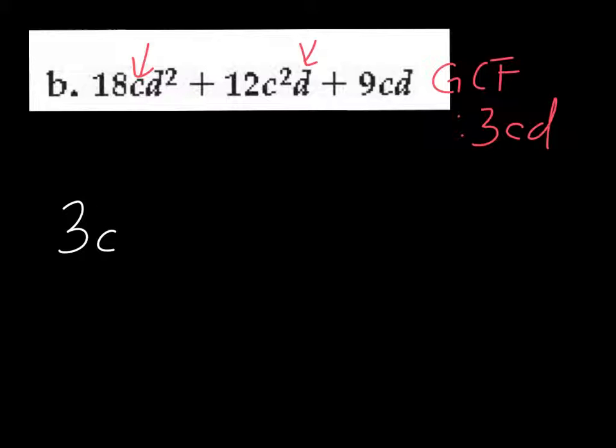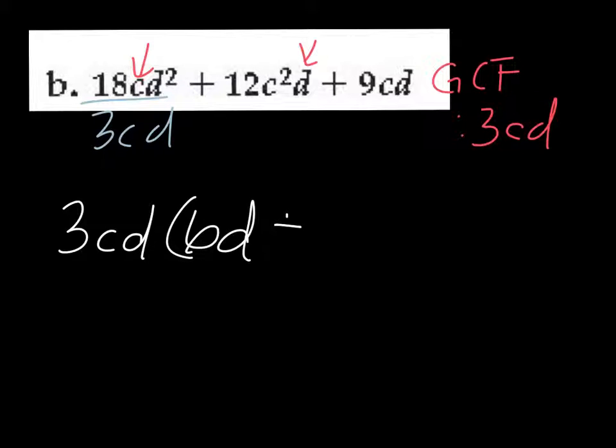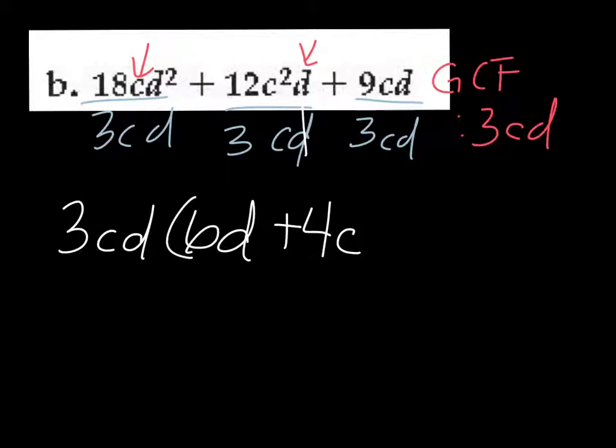So if I take 3cd out of each term, 18 divided by 3 is 6. c divided by c is 1. d squared divided by d is d. 12 divided by 3 is 4. c squared divided by c is c, and the d's cancel out. And divide the last term by 3cd. So 9 divided by 3 is 3, and the c's cancel out, and the d cancels out.